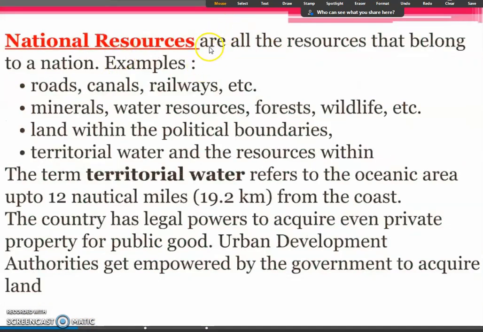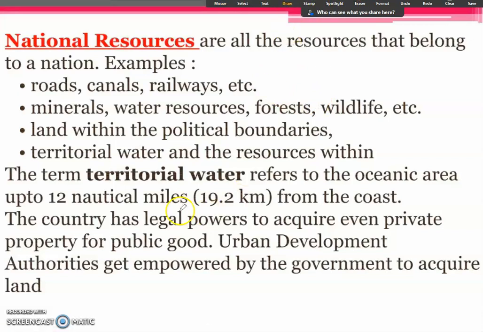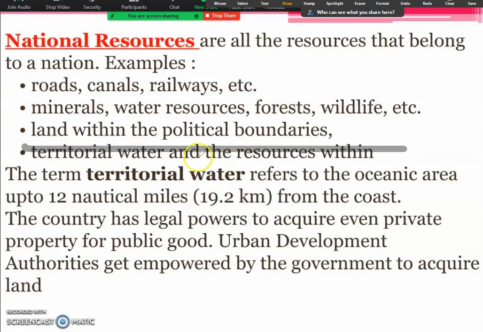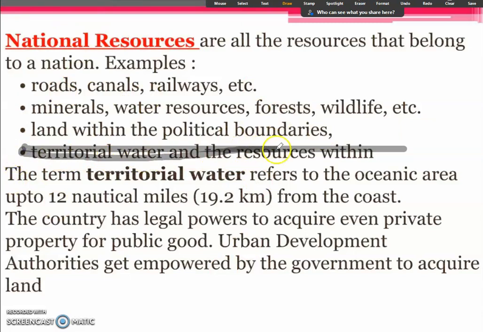Can you see this? They are all the resources that belong to the nation. Examples you can take: roads, canals, railways, etc. Then we have minerals, water resources, forests and wildlife, which all lie in the country. Basically, all the resources which lie in the country are national resources, right? The land within the political boundaries, these all are national resources. Then territorial water, we just saw what territorial water is.